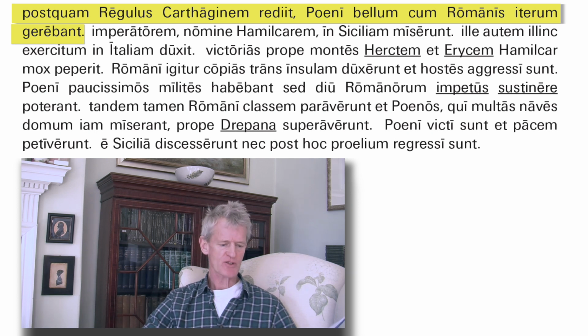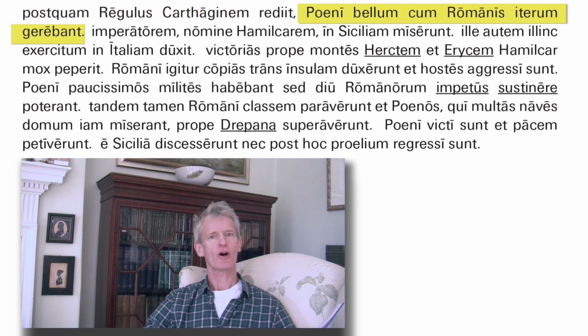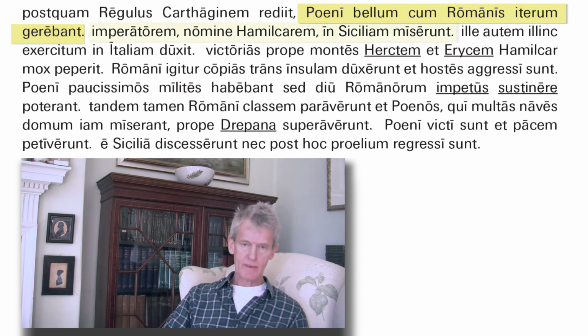Okay, after Regulus had returned to Carthage, Poeni, now this is our new subject, the Poeni are the Carthaginians, bellum cum Romanis iterum gerebant. The Carthaginians, gerebant, were waging bellum, war, cum Romanis, with the Romans, iterum, again. Okay? The Carthaginians were waging war with the Romans again.